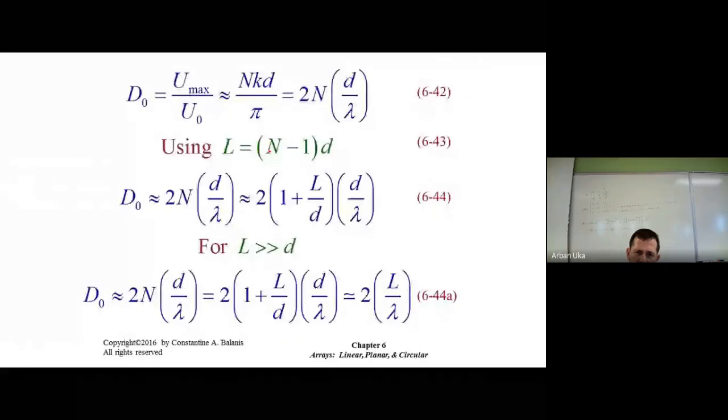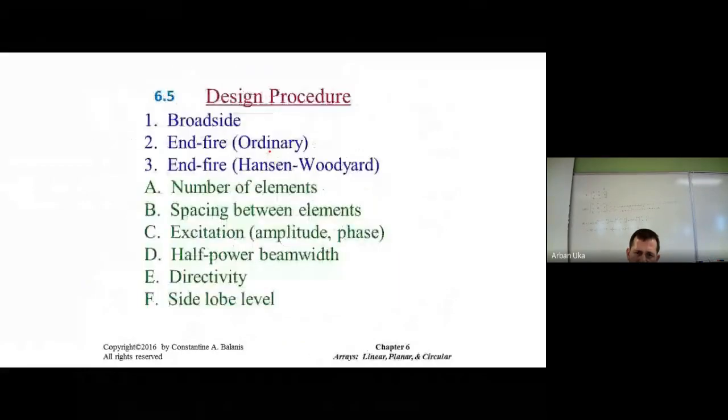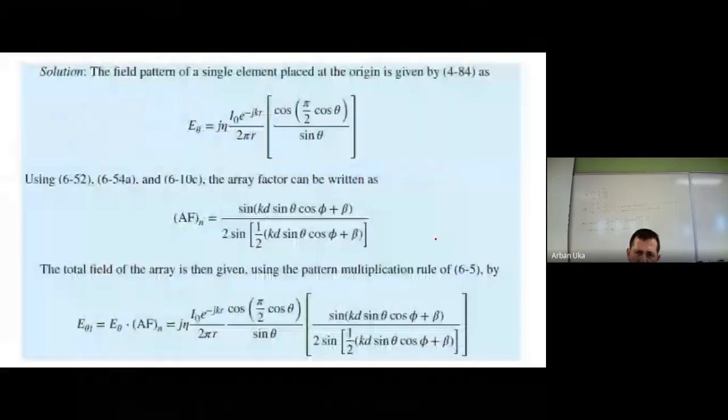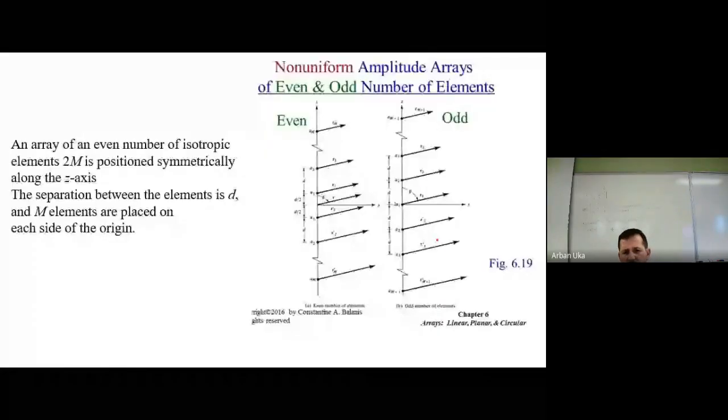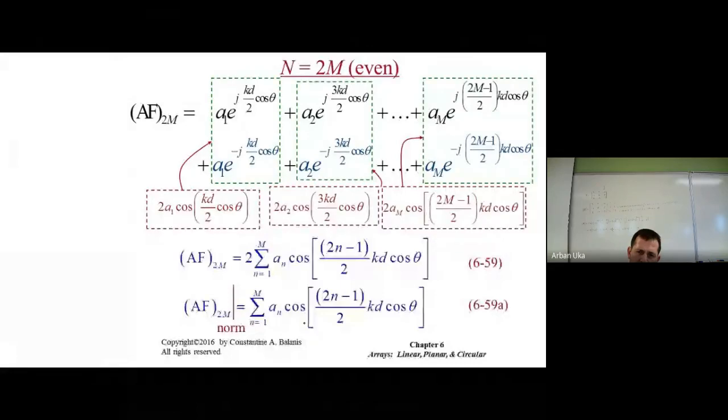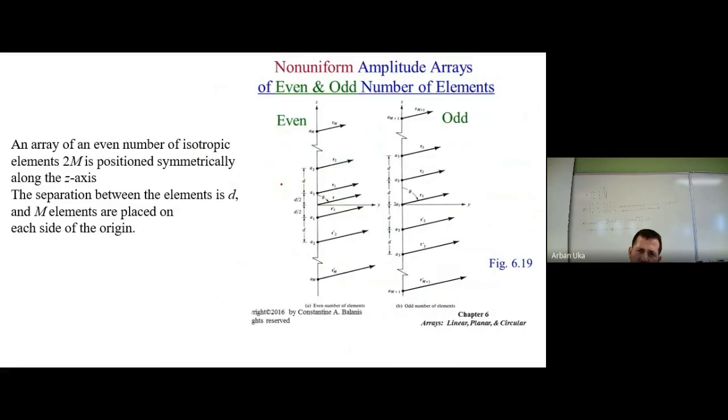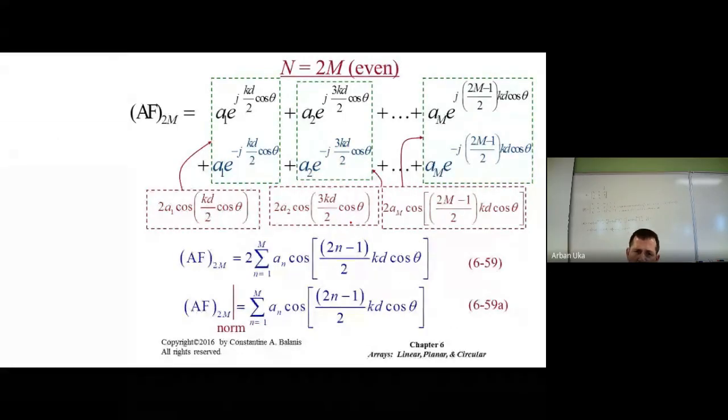Last time we were talking about array factors for several antennas, and I believe that's where we left off. Let's assume we have an even number of antennas and an odd number of antennas. We are going to expect an array factor which looks like this, if the distance between the antennas is equal to D.